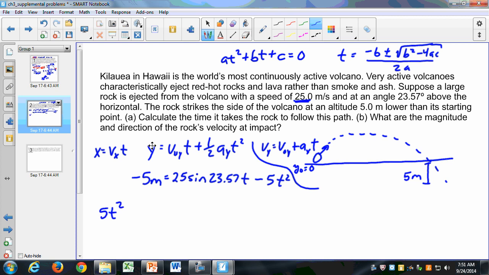Does anybody have this 25 sine 23.57? Okay, so we'll just call it -10. So minus 10t minus 5 equals 0. So that's the equation you're solving with the quadratic.